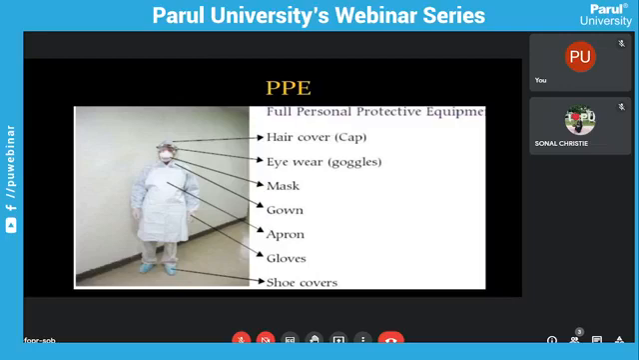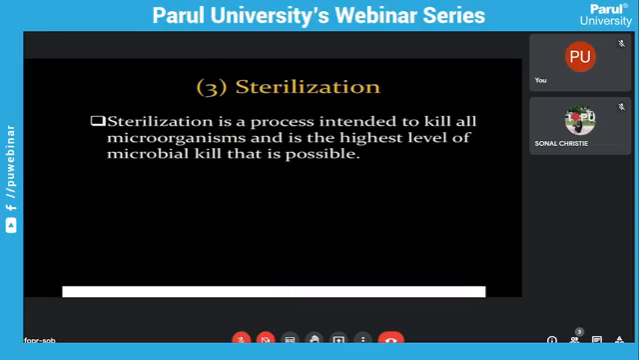Then third is sterilization. Sterilization is a process intended to kill all microorganisms and is the highest level of microbial kill that is possible. By using the sterilization process, we can kill microorganisms.